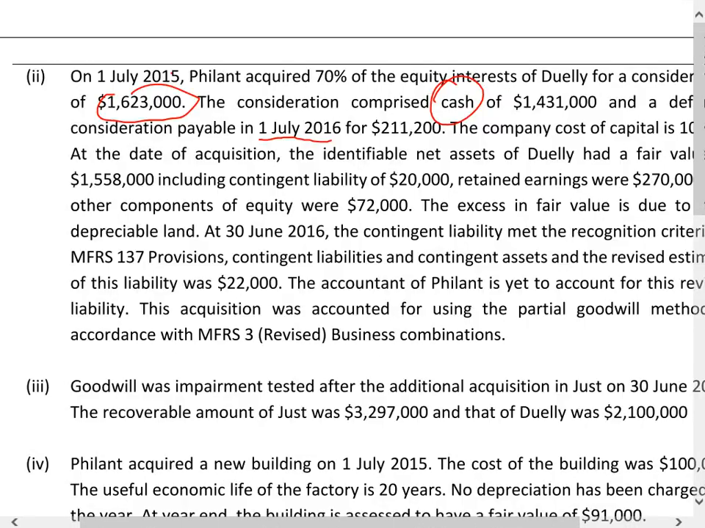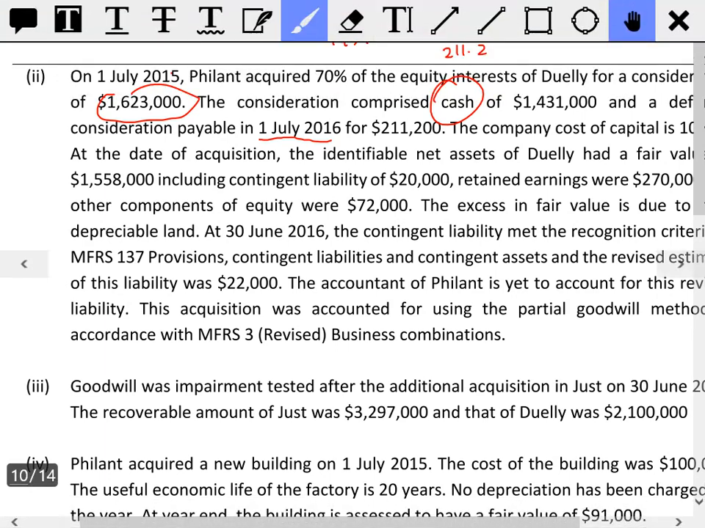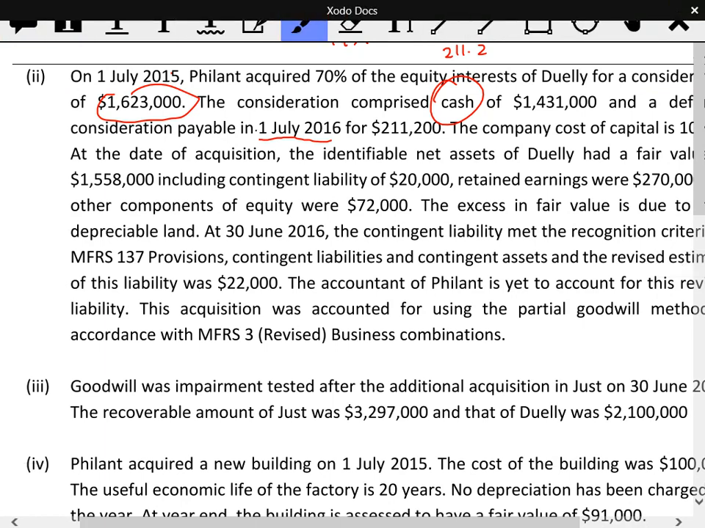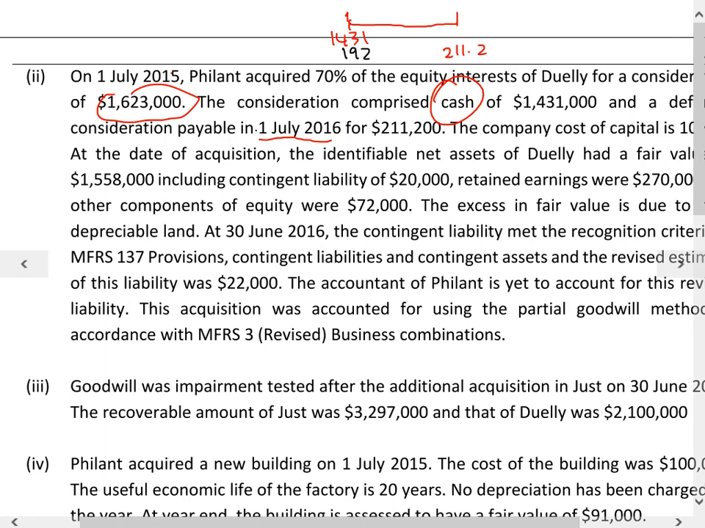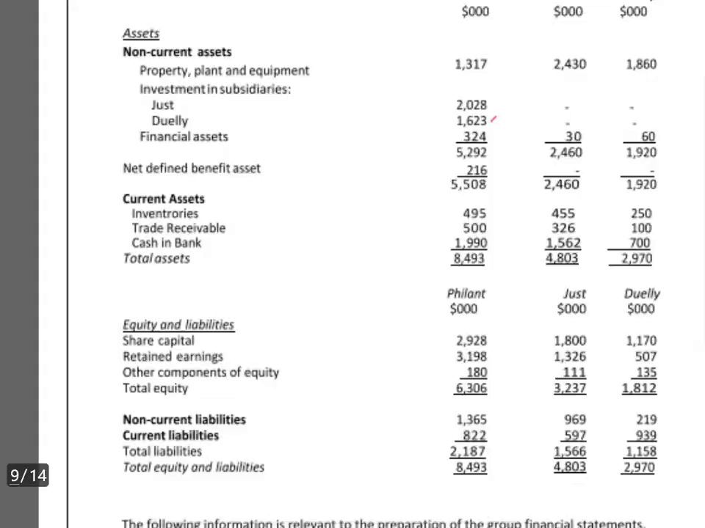I need to discount. So 1431, and I'm going to pay 211.2, so I'm going to discount at 10%. What is the value here? Sorry, 192. Can you add up the consideration transferred? 1431 and today's price 192. It's 1623. So can you see here 1623?